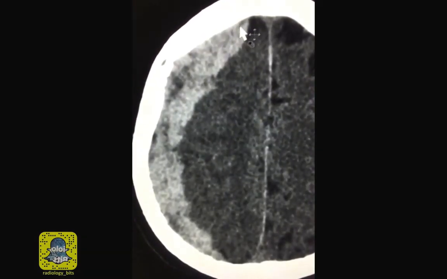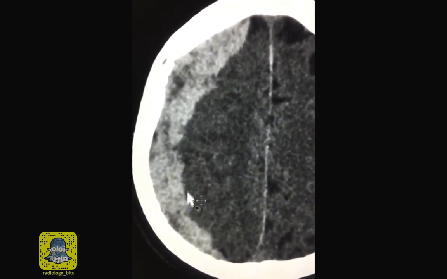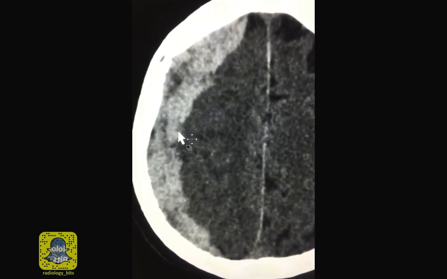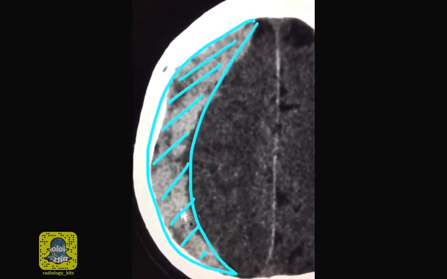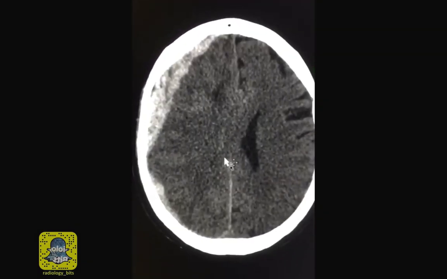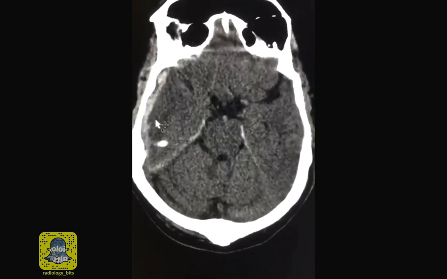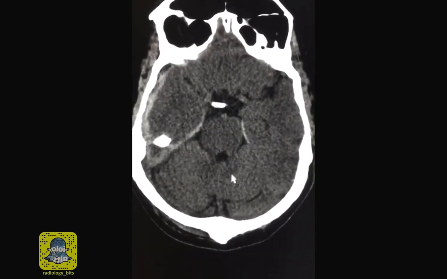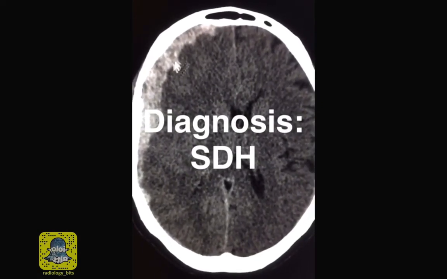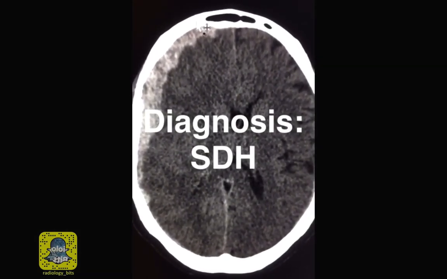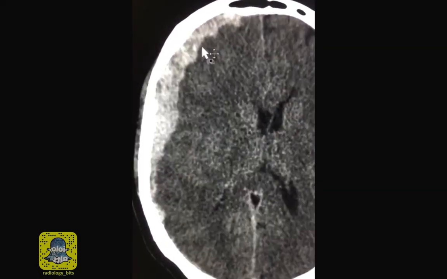And since it's not confined by sutures, it has this different shape, which is a shape that confines to the curvature of the brain. So it has this half-moon or semi-lunar appearance. And as you go lower down, notice how this bleeding is confined in the supratentorial space. It does not extend to the infratentorial posterior fossa. So putting everything together, it has a semilunar shape that does not respect sutures but respects the falx and tentorium, and this is a subdural hematoma.